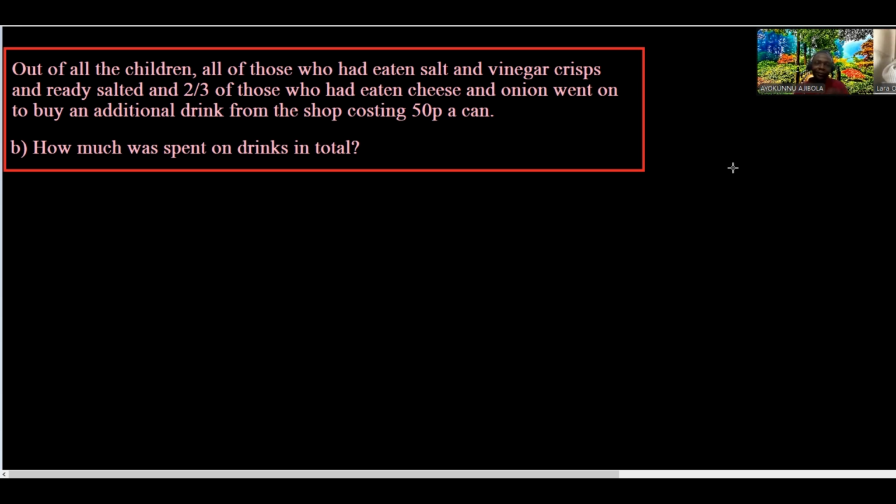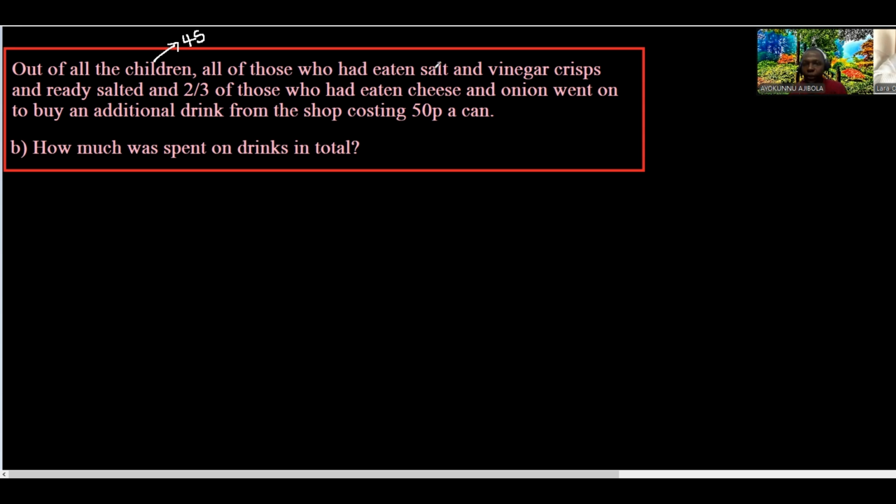Two-thirds minus 50p. No, no, no. Two-thirds of 50p? Really? You did not even read carefully to check what the question is saying. Out of all the children, how many children? 45.